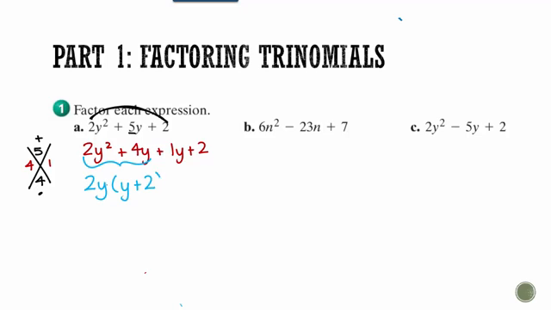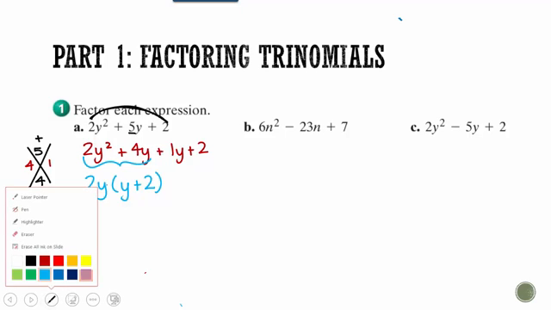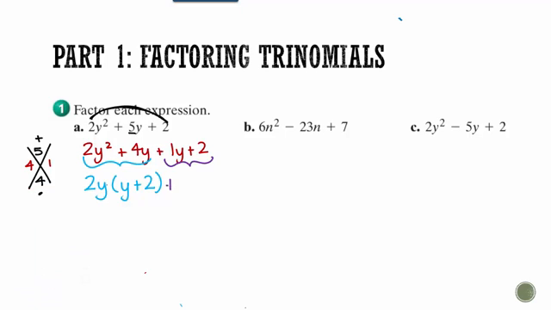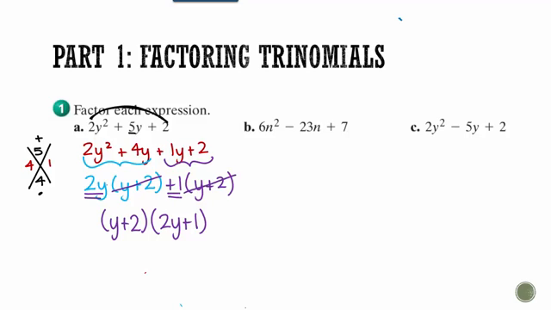And then this one, just like the last one we did, they only have a 1 in common, so I'm left with y plus 2. My parentheses are the same, which means I'm doing something right. And left over is the 2y plus 1. Remember, you factor out these parentheses, and then you look at what's left, 2y plus 1.